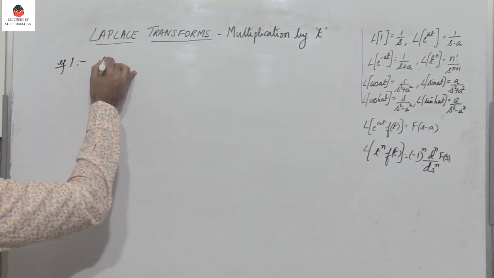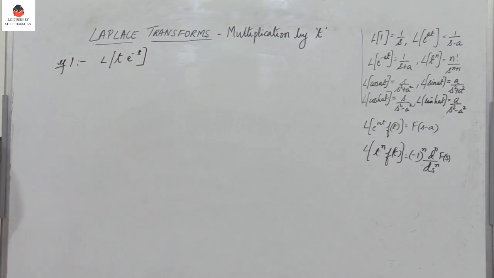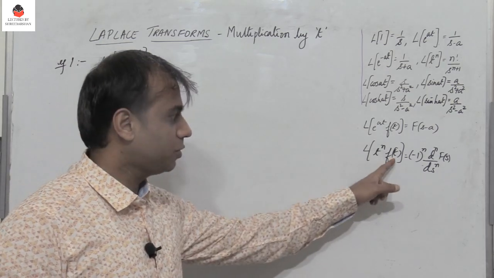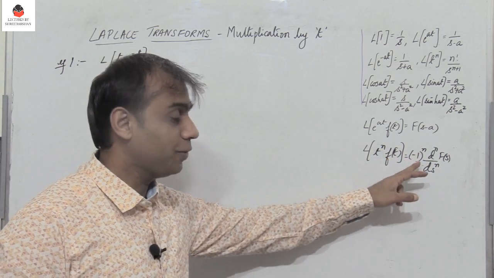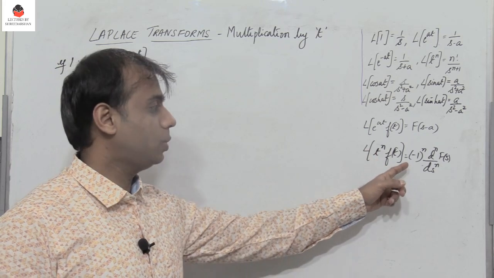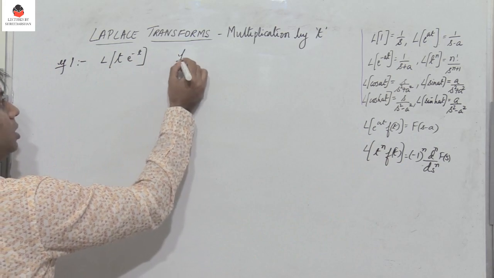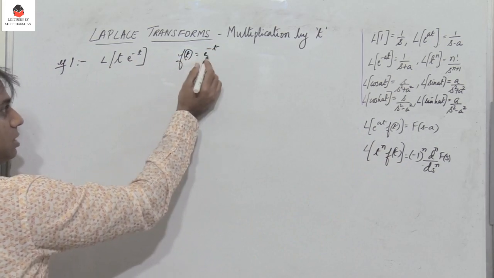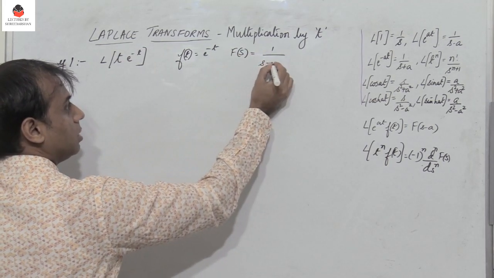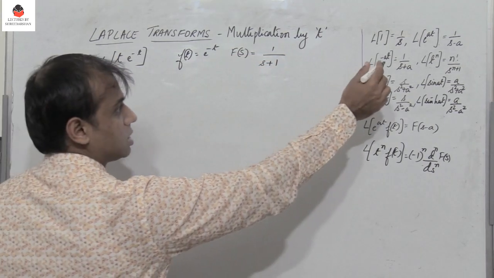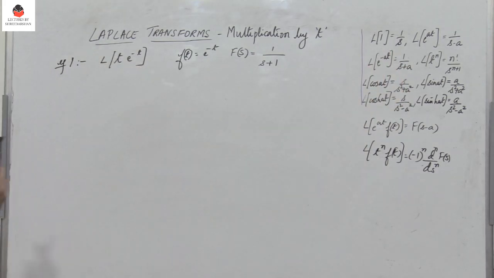Example 1. Find the Laplace transform of t e power minus t. So remember, in all these cases, what we need to do is find the Laplace transform of f of t, which would be f of s, and then differentiate f of s with respect to s, and then multiply it with minus 1. So if I have to find the Laplace transform of t e power minus t, you consider f of t equal to e power minus t. So therefore f of s is equal to 1 by s plus 1. Right? Using this relation, Laplace transform of e power minus at is equal to 1 by s plus a. Here a is equal to 1.